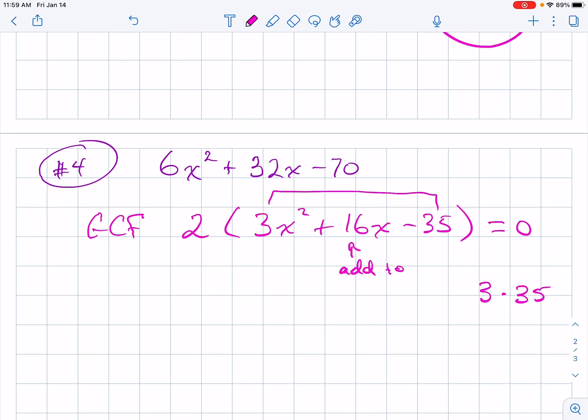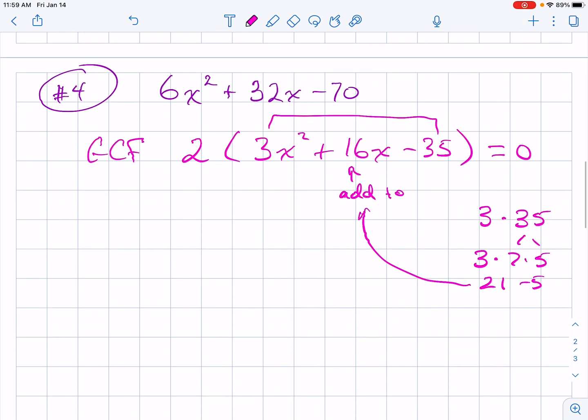Let's see, multiplies to give me that and adds up to this. Okay, so let's see, I've got 3 times 7 times 5, so 21 and 5. So if I do 21 take away 5, that's going to give me the 16 in the middle. Well, let's see, I divide these by 3. So I get x plus 7, 3x minus 5, and a 2 there.